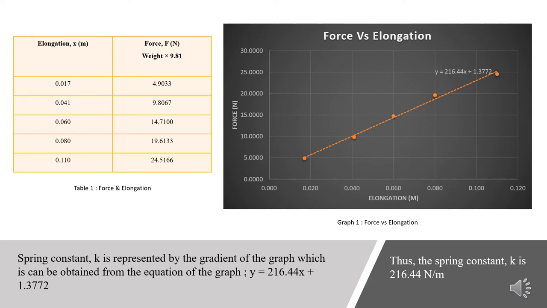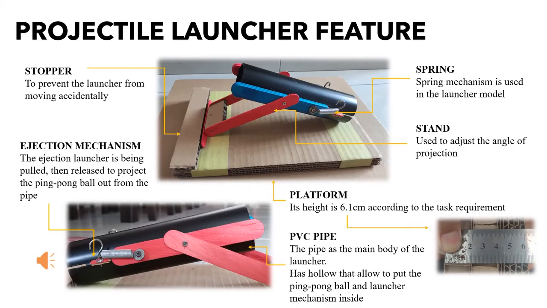y equals 216.44x plus 1.3772. So, in the end, we get the spring's constant K is equal to 216.44 newton per meter.